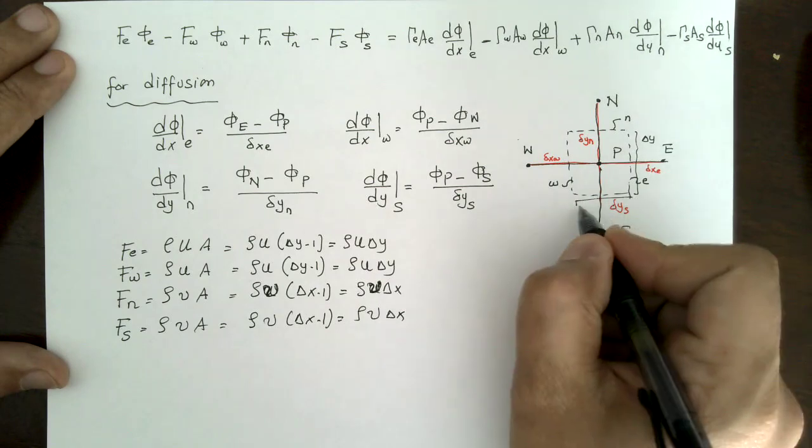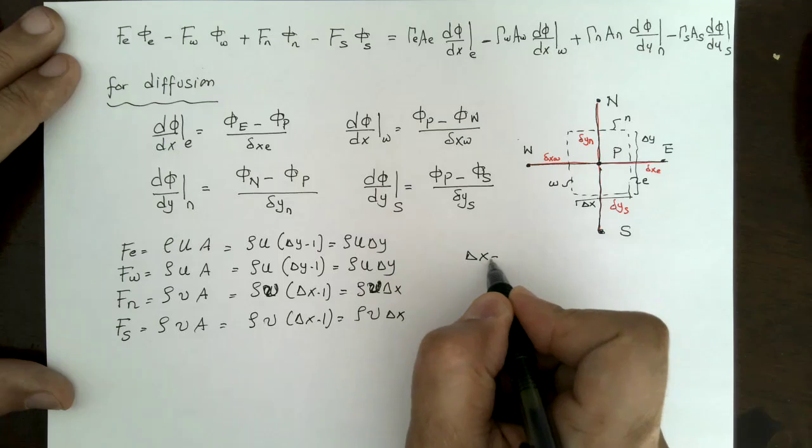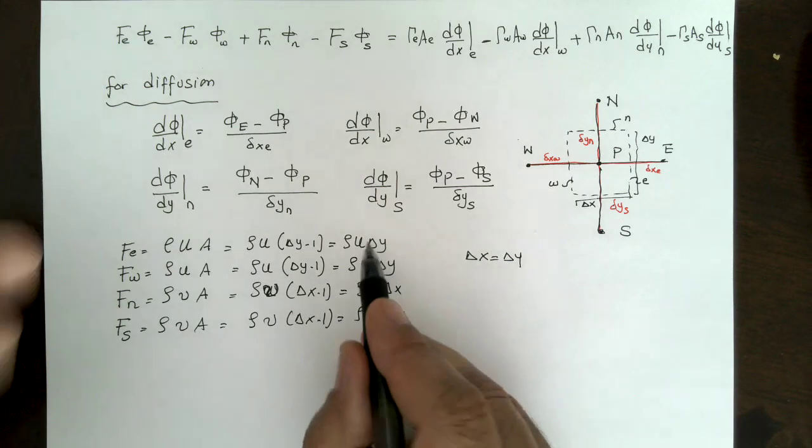And that's a beauty when you pick delta x and delta y to be the same. This is a delta x distance here. So it's going to simplify everything. And if you pick delta x and delta y to be the same, and we always assume rho is the same, but you may end up having u and v different.